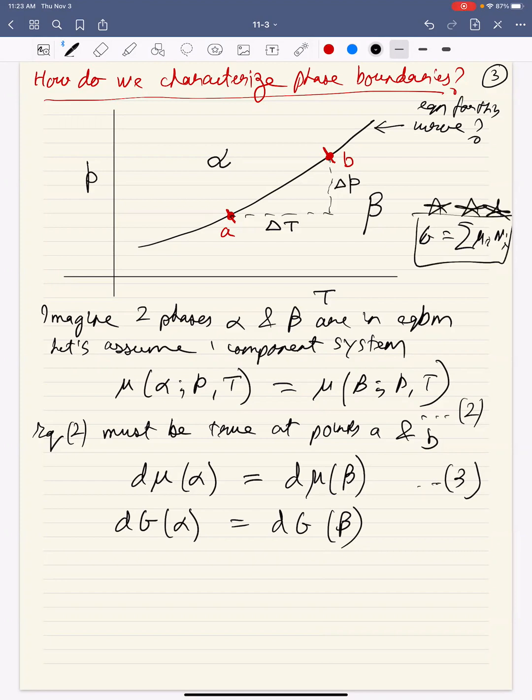So if you're just thinking about one component, it's trivial. Mu is G divided by N, okay? It's just per mole.